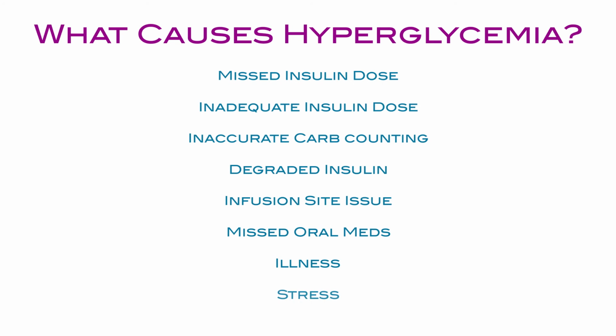Illness and stress go hand in hand. When you're sick or stressed, your body releases coping hormones that cause your blood sugars to rise to compensate. This can also cause hyperglycemia.